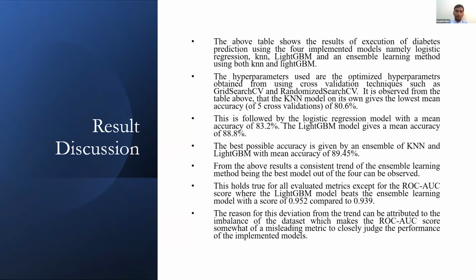So this generally follows the consistent trend that we've seen. As I explained before, just in the ROC AUC metric is where the LGBM beats the ensemble model due to the imbalance in the data set.